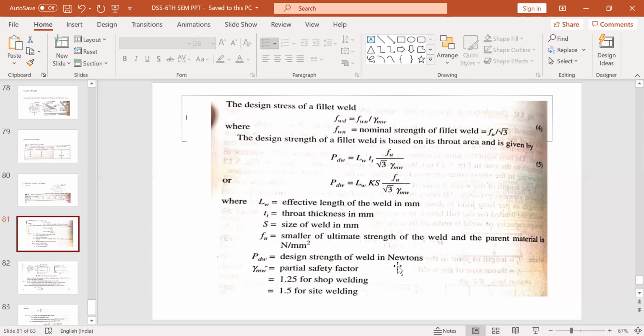PDW is the design strength in newtons. And gamma MW is the partial safety factor: 1.25 for shop welding, 1.5 for site welding. So this way you find the design strength of the fillet weld. Okay.